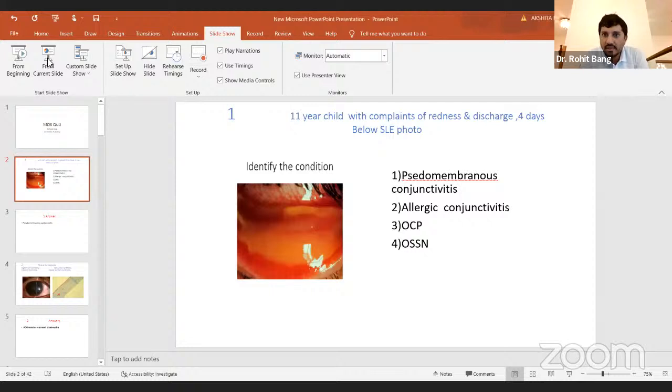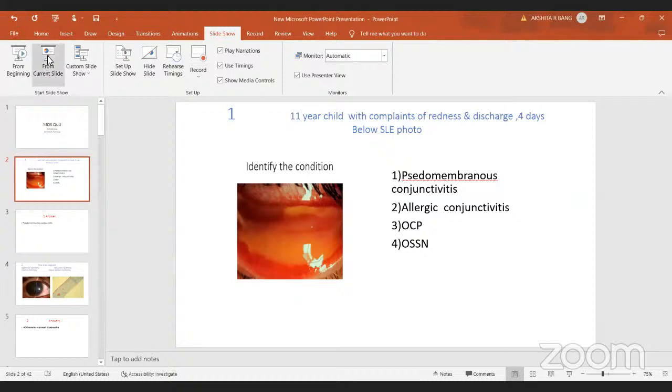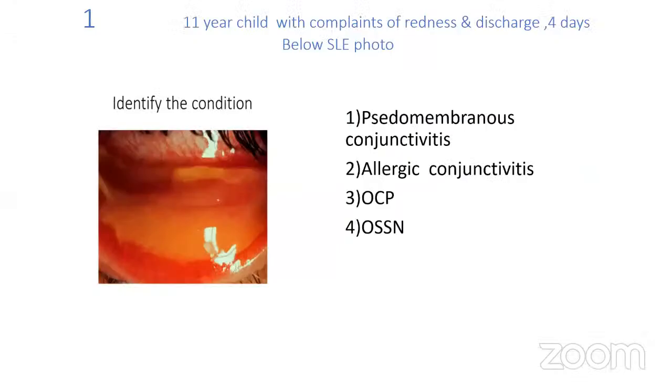In an 11-year-old child with complaints of redness and discharge. Doctor, can you go to the presentation mode? Yes, perfect. So what is this condition? Is it a pseudomembranous conjunctivitis? Is it allergic conjunctivitis? Is it OCP, ocular cicatricial pemphigoid? Or is it an OSSN, ocular surface squamous neoplasia? So 20 seconds for the answer.